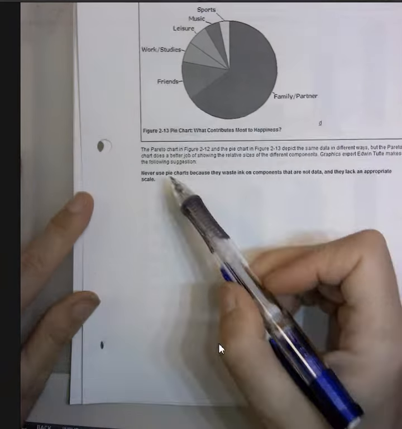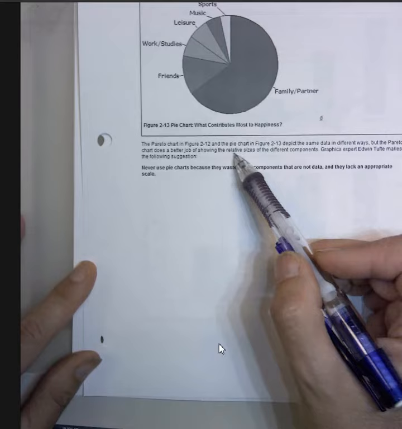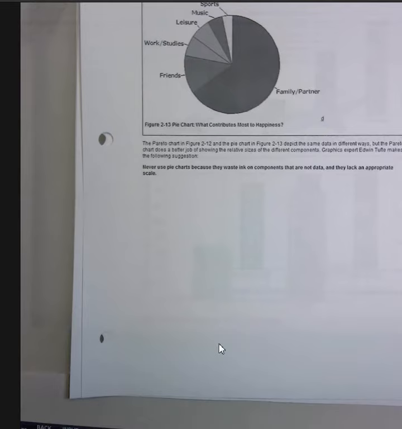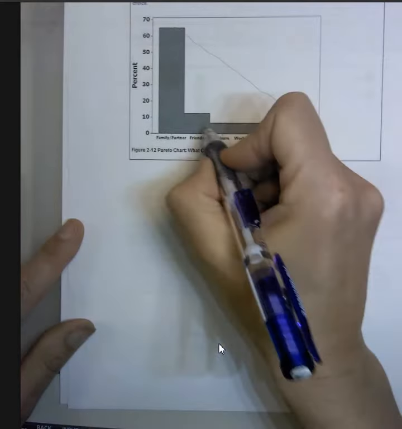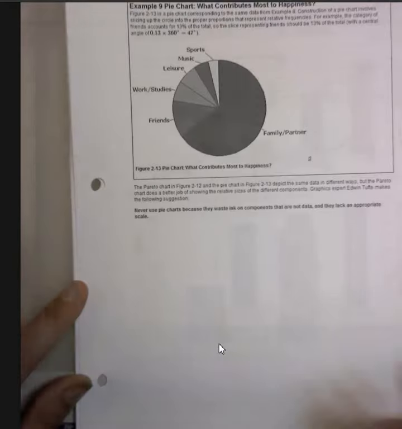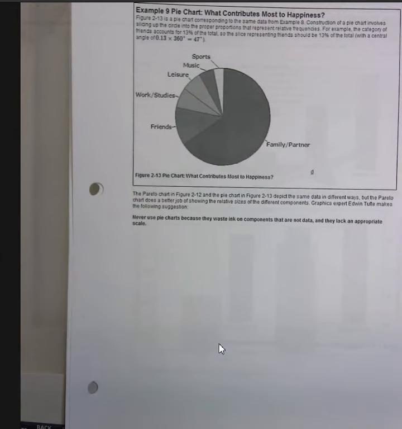And so it says, these depict the same data in different ways, but the Pareto chart does a better job of showing the relative sizes. Like here, sometimes it's a little bit harder to tell how much bigger this slice is than that slice. It's just bars. I think it's just easier to think about, oh, this one looks like it's about twice as tall as that one. I don't know necessarily that the slice looks twice as big. Maybe it does. I don't know. But every time they ask you which is better, pie chart or Pareto chart, it's always Pareto charts.